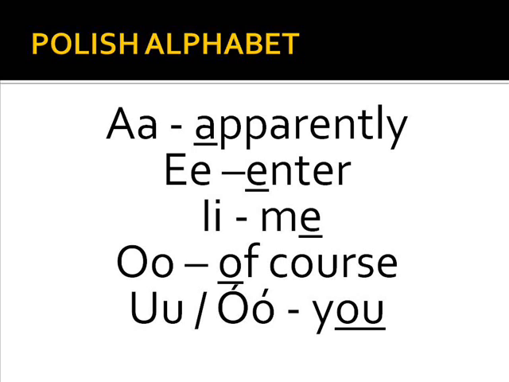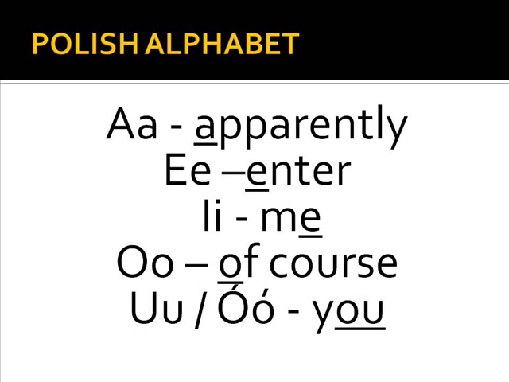Letter E. Enter. E. Once again, open your mouth a little bit wider. E. The letter I in Polish, me. E. All right. Now letter O. Never O and never I, never E, never A, because those are long sounds. In Polish, they are always short. Okay. Letter O stands for Polish, of course. O. This is Polish O.